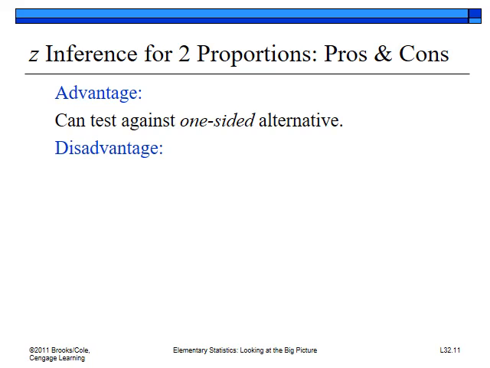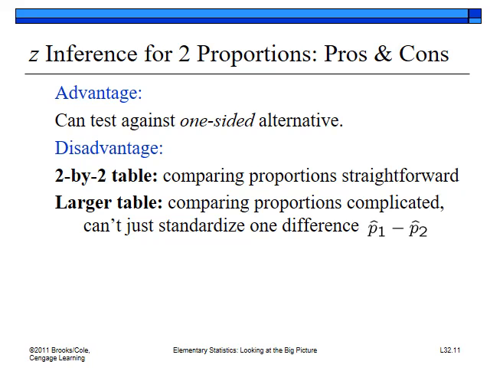The disadvantage, though, and this is a big one, is we can only do this for a 2x2 table. If there are more than 2 options in each category, things get more complicated very quickly. There's not just one difference to look at. You've got P1 hat minus P2 hat, P1 hat minus P3 hat, P2 hat minus P3 hat, etc. That's just too much.